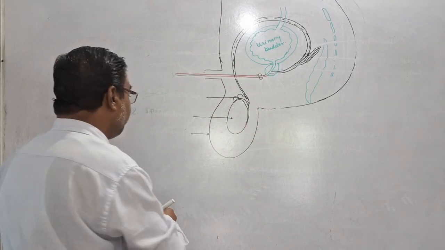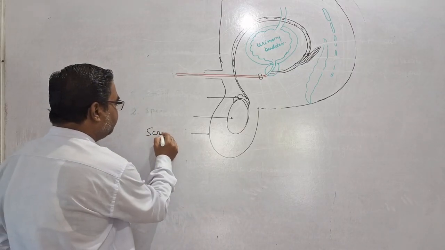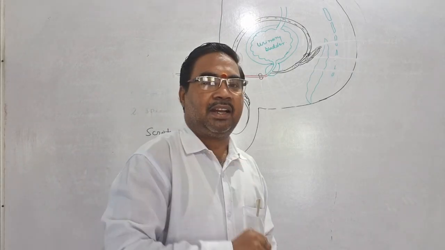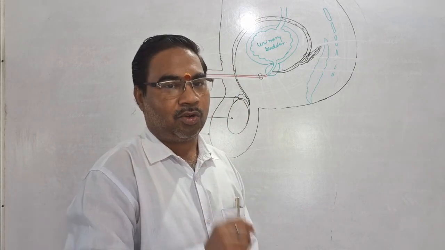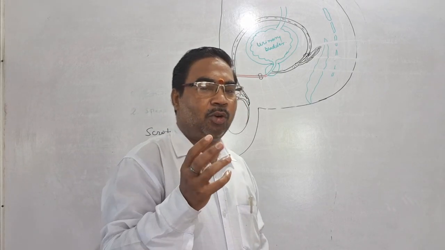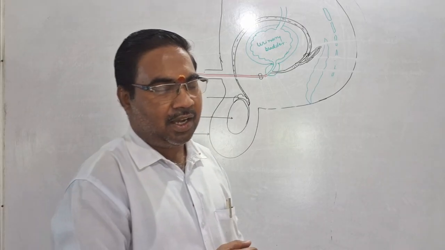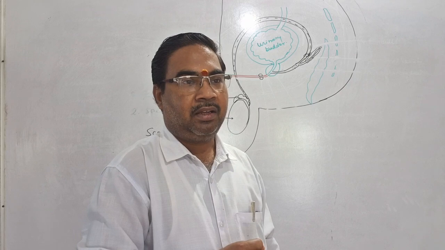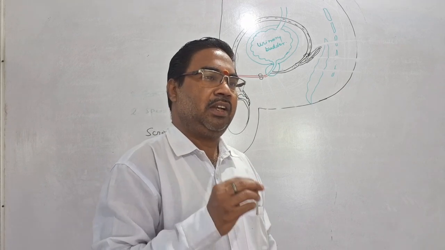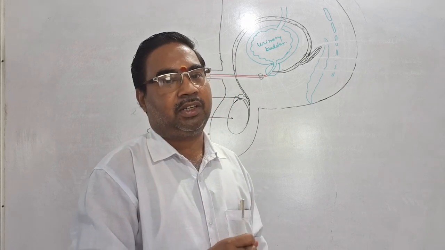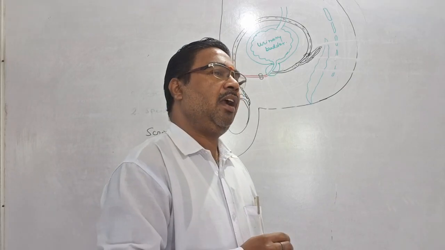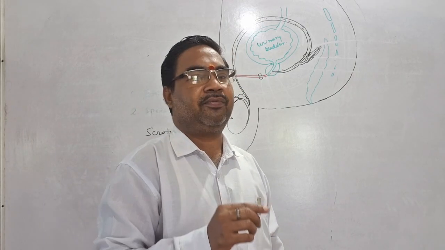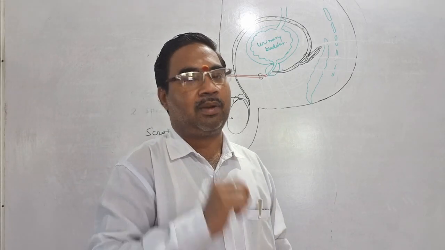So let's be careful. First is the scrotum. Scrotum is a bag-like structure where the testis is located. In board examinations, one question is frequently asked: why are the testes hanging outside the body? The answer is that the testis is responsible for spermatogenesis, and the temperature required for spermatogenesis is 2 to 2.5 degrees Celsius less than the normal body temperature.